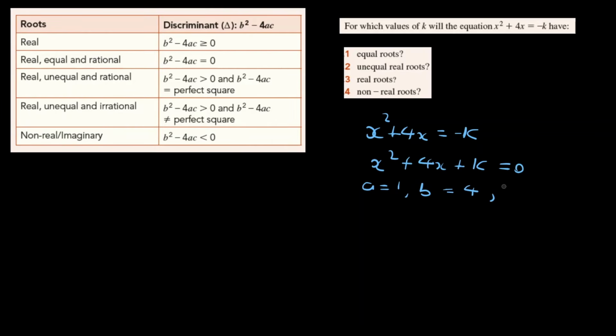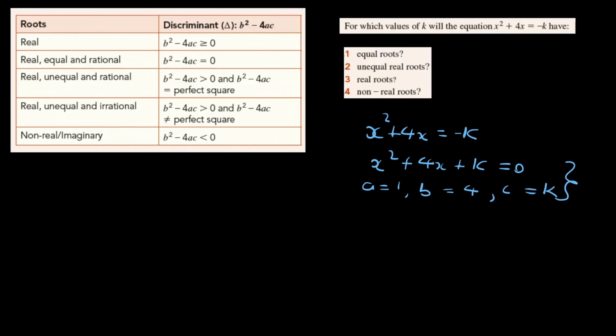So what you need to know in this type of question is that we are given the quadratic equation, x squared plus 4x is equals to minus k, and this can be written as x squared plus 4x plus k equals 0. So you're not supposed to really panic when you see this. It's nothing more than a quadratic equation where your a value is 1, your b is equals to 4, and your c value is equals to k. Right? So we're going to be using really all this background information to answer all these questions.